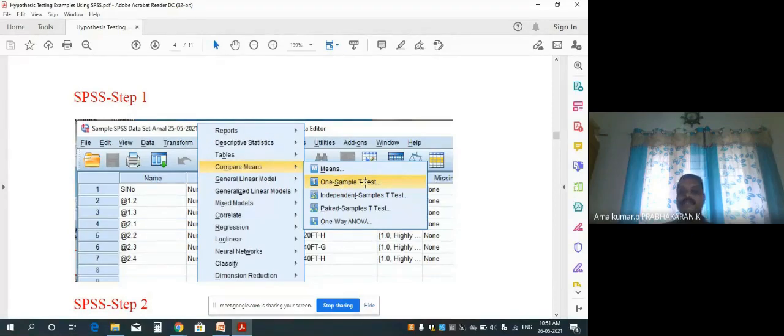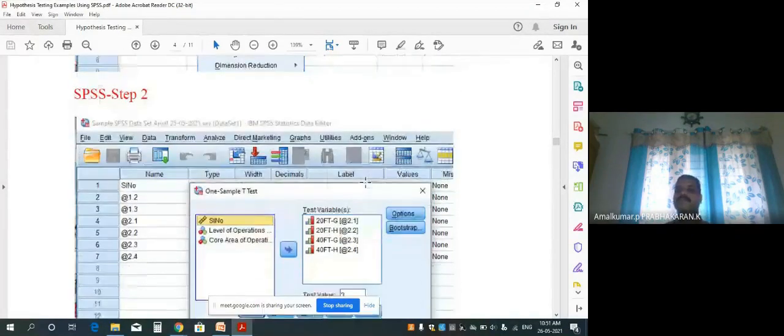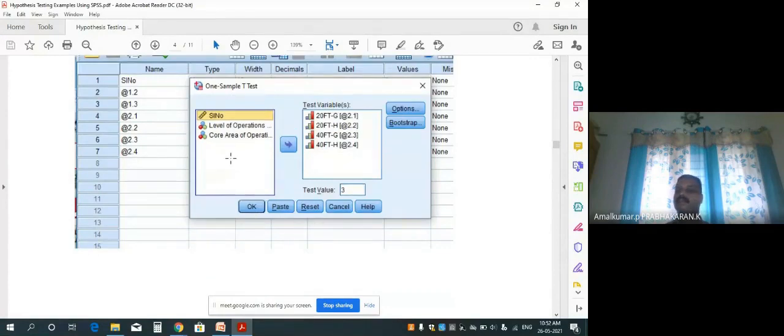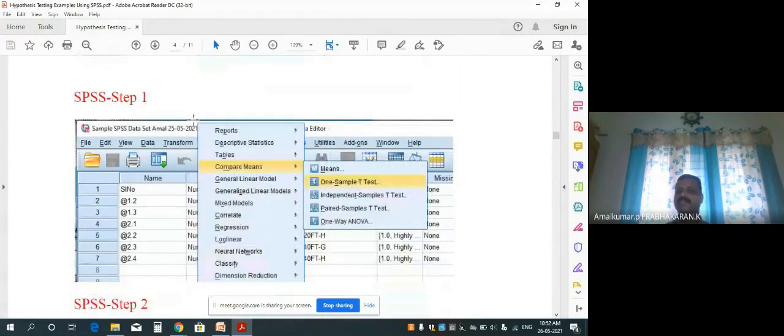After selecting the one sample t-test, he got a pop-up window generated by SPSS. These are the different variables, and he moved the 4 different shapes of containers into the test variable box and gave a test value of 3. This I can explain later. Finally he clicked OK. There are only two procedures: go to analyze, compare means, and one sample t-test.